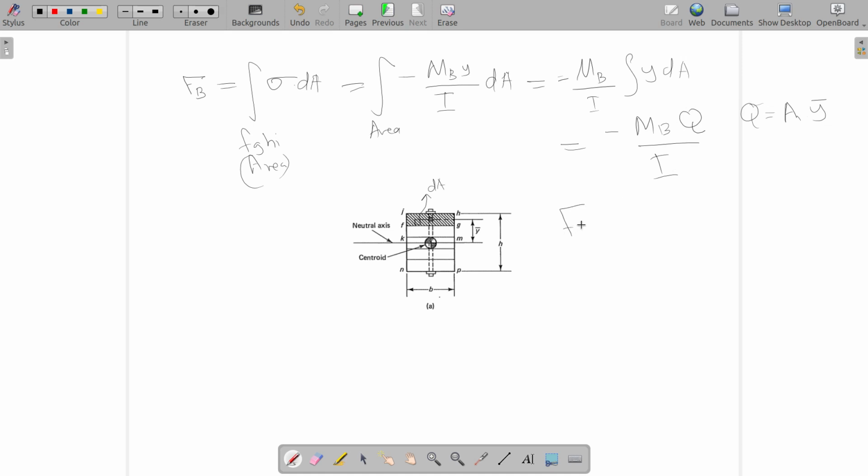Similarly, on the other side, you can calculate the net force, and we'll get a similar formula for that, and that will be MA Q by I. So that is quite obvious.